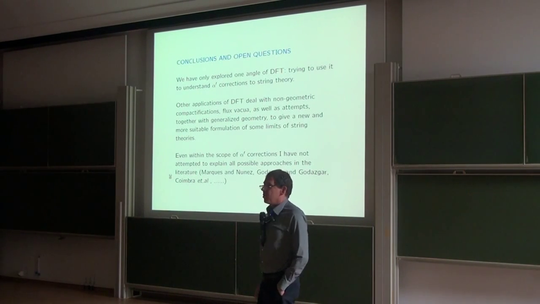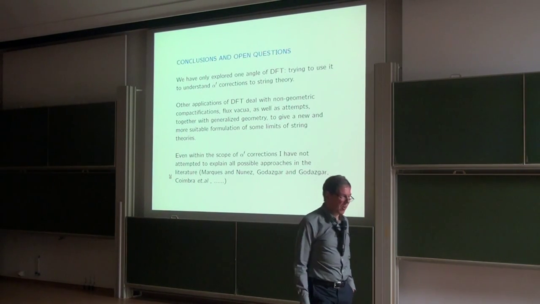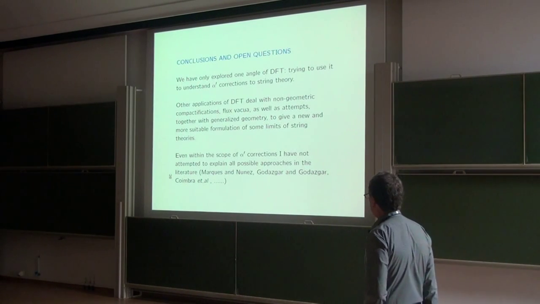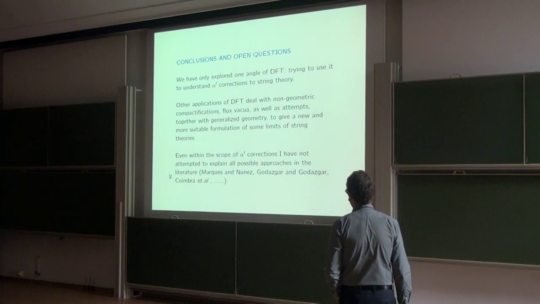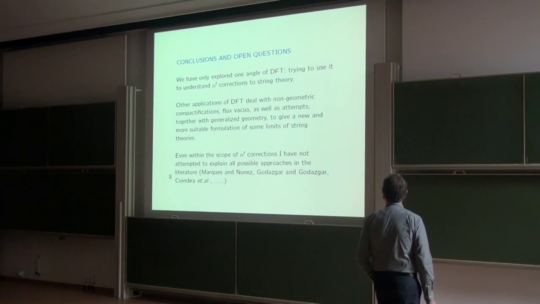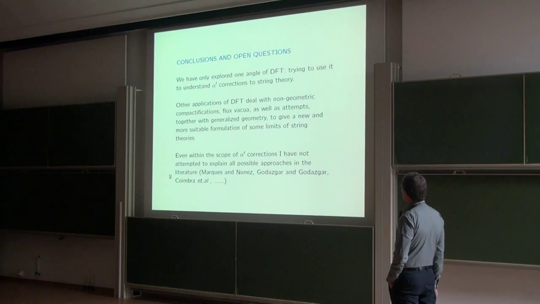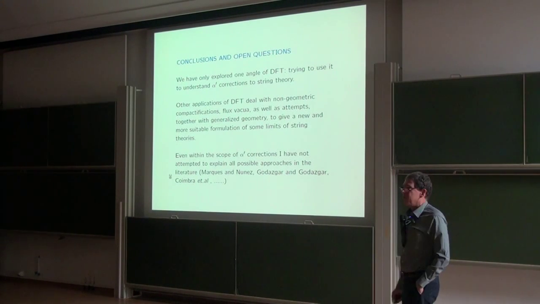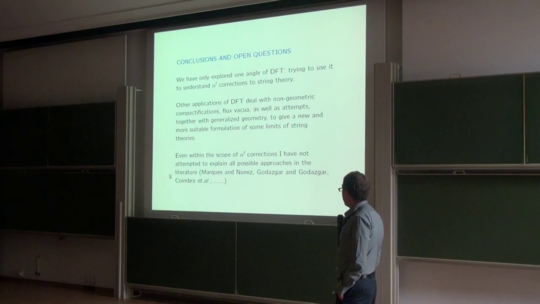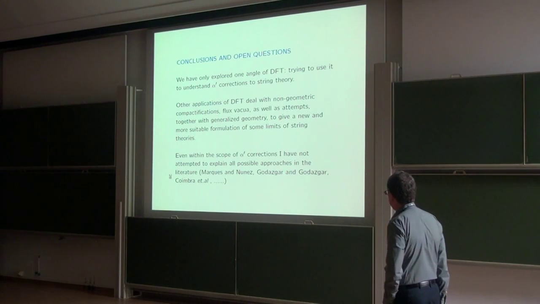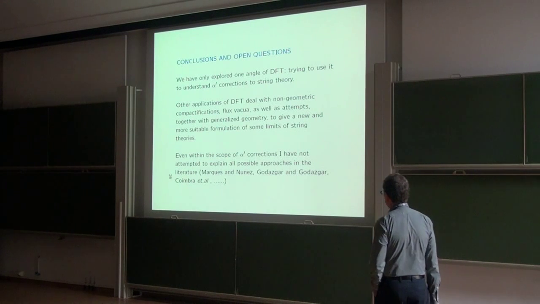So let me conclude. It's been a long talk. And summarize and make a few observations. So first, an apology. I've explored only one angle of double field theory, trying to use it to understand alpha prime corrections in string theory. A very interesting problem, but not all you can do in string theory with double field theory.